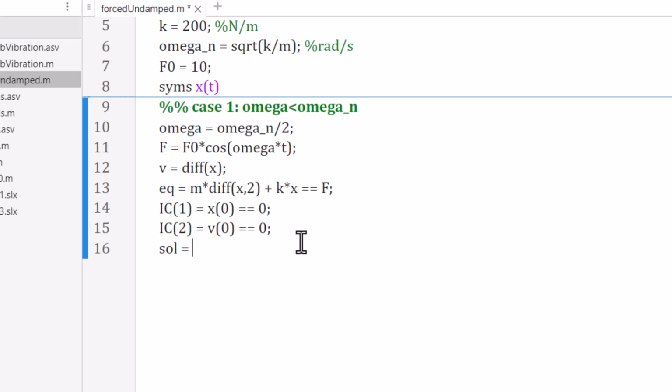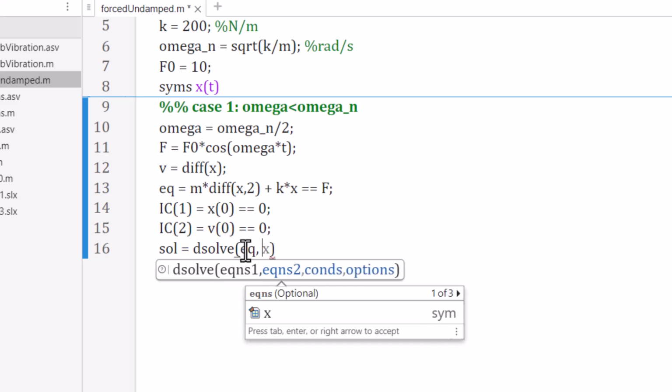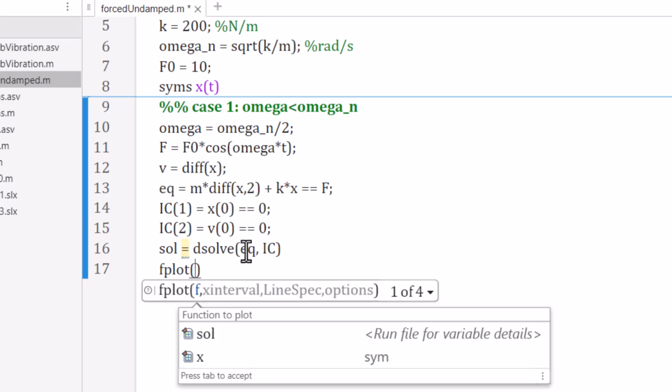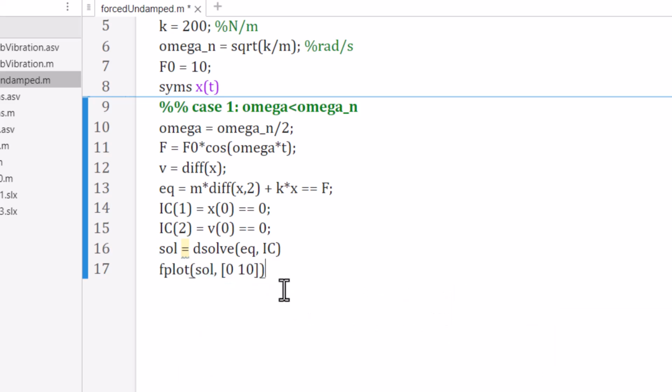Now solve is equal to dsolve. I have a separate video on how to use the dsolve command. You can check that video if you do not know how to use it. So that would be also helpful. I have to give it the equation and the initial conditions. Then I have to plot this solution from, let's suppose, 0 to 10. Now I run by pressing F5 to see what happens.